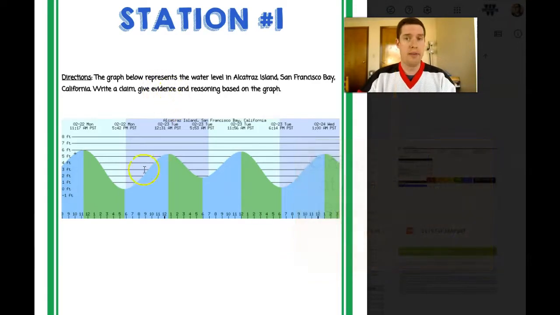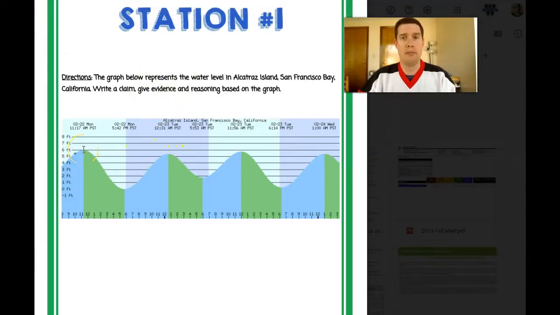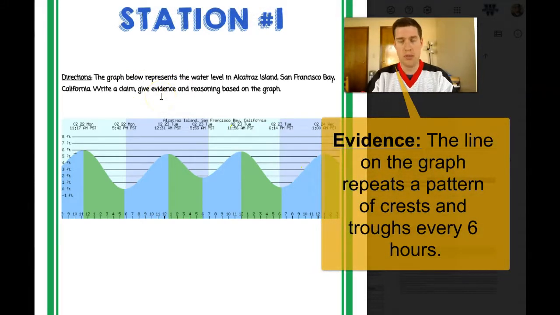Okay. What evidence do I have here that supports my claim that the water level changes in Alcatraz Island every 6 or so hours? Well, my evidence would be on this graph. There's a peak, or what we might call a crest, and then 6 hours later there's a dip or a trough. And this pattern is repeating on the graph. So there's your evidence. This pattern of 6 hour up, 6 hour down is repeating on the graph.